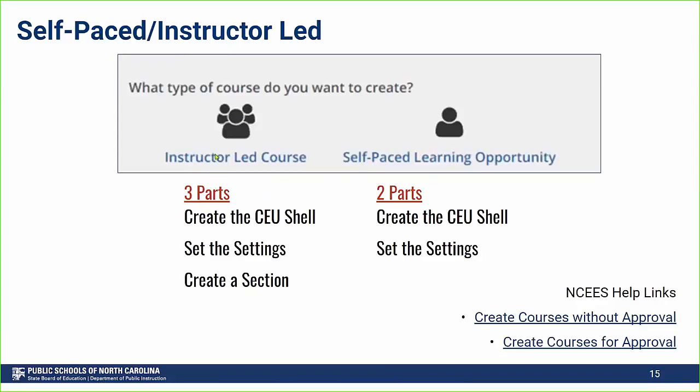There are 3 parts to an instructor-led course. You have to create what I call the shell. You're going to set up how much credit, the credit type they get, and what credit. Then you're going to set the settings in that second document, and then you're going to create a section. The self-paced just has the shell for the CEU and then set the settings, so that doesn't have a section. People start self-paced courses and people register for instructor-led courses.